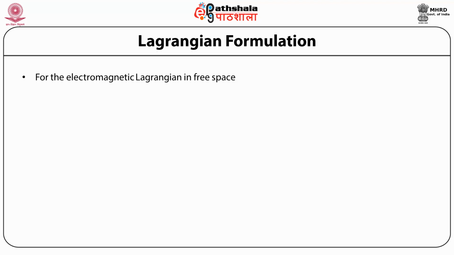For the electromagnetic Lagrangian in free space, we have the Lagrangian L equals minus 1/4 F_{ησ} contracted with F^{ησ}. So ∂L/∂(∂_μ A_α) is equal to minus 1/2 F^{ησ} times ∂(∂_η A_σ minus ∂_σ A_η) with respect to ∂_μ A_α.